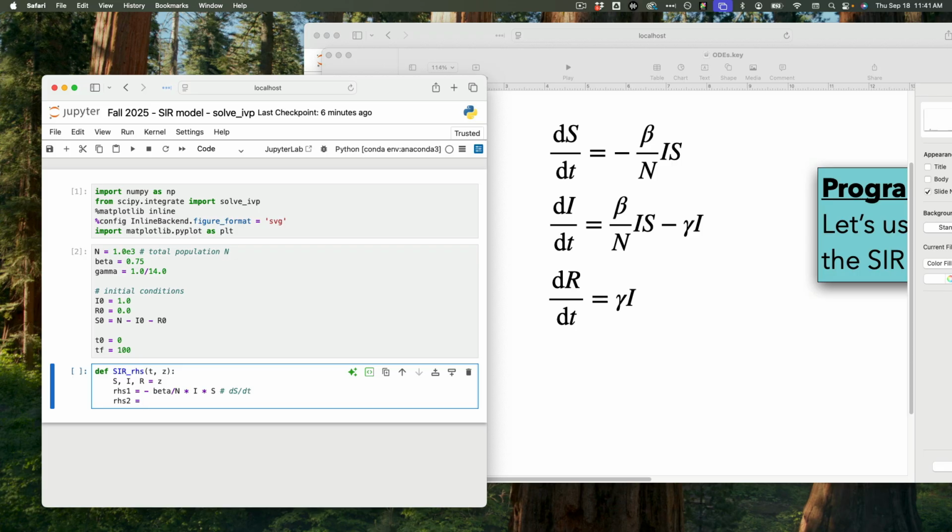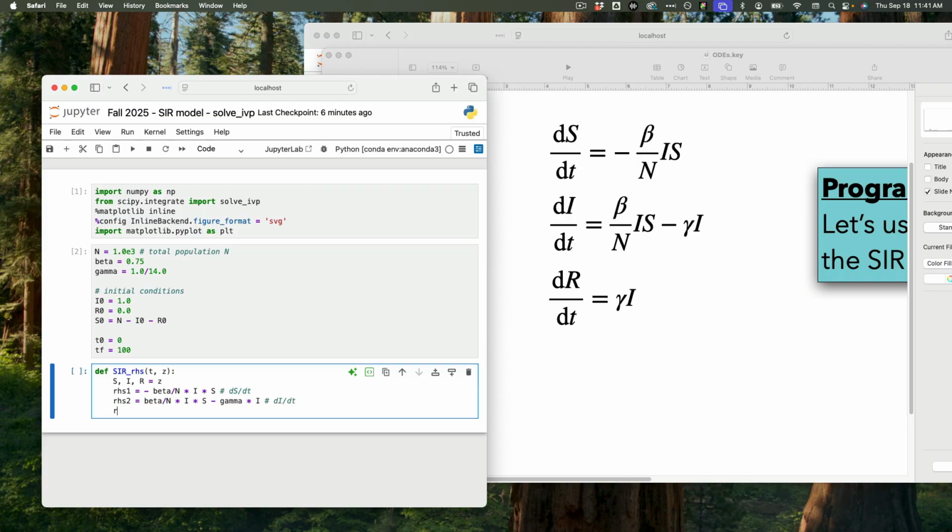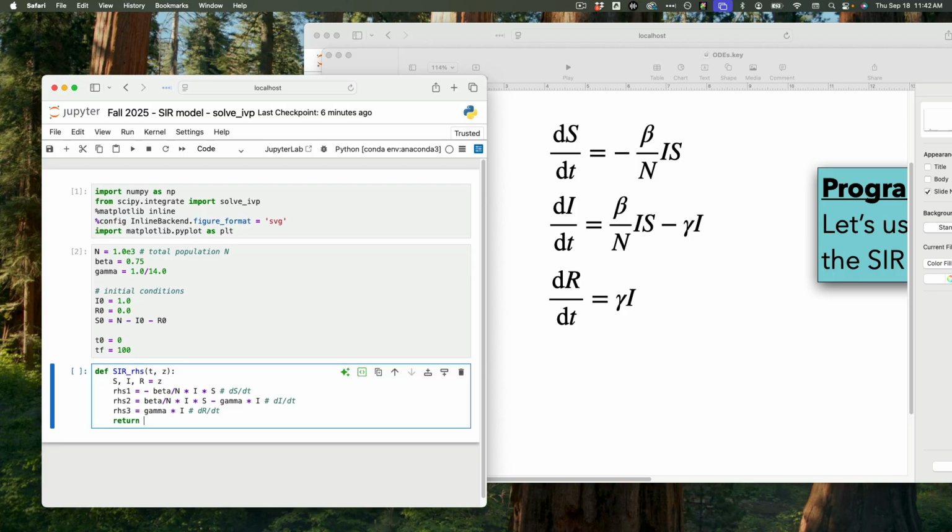RHS2 is beta over n times I times S minus gamma times I. So this would be dI by dt. That's the right-hand side. And RHS3 is simply gamma times I, and that would be dR by dt, correct? And then we will return just an array of RHS1, RHS2, RHS3. However you want to name them, I would have really named them dS dt, dI dt, dR dt, because that's just the right-hand side. But you can name them this way, and that works just fine.